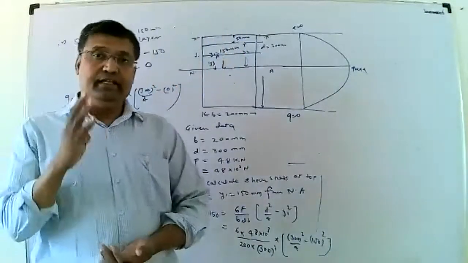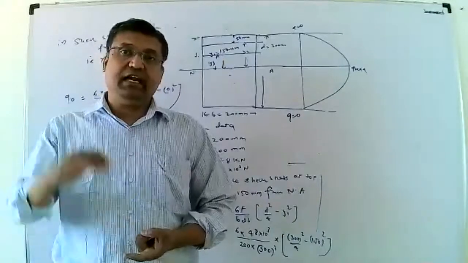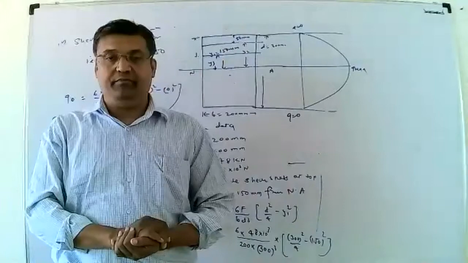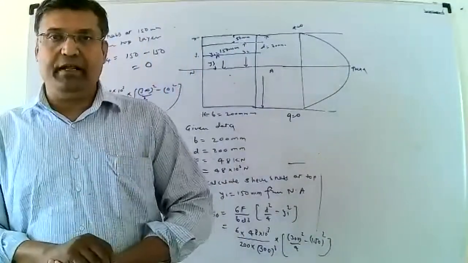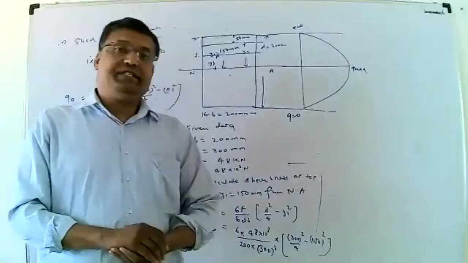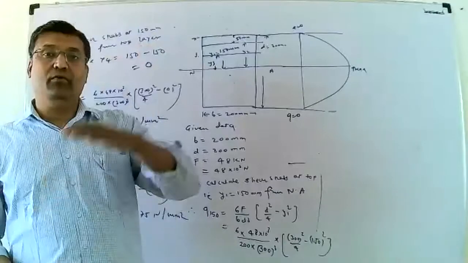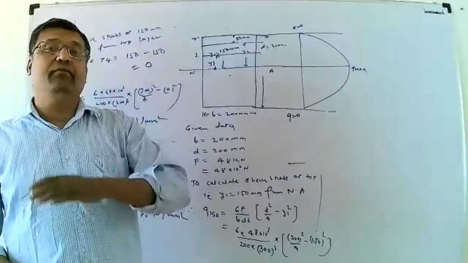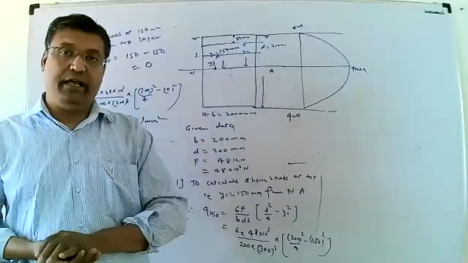We have to calculate shear stress at the top layer. That distance is 50 mm, already provided, from the top layer. Then shear stress at 50 mm from the neutral axis, at 100 mm from the neutral axis, at 150 mm from the neutral axis, and also draw the stress distribution diagram.